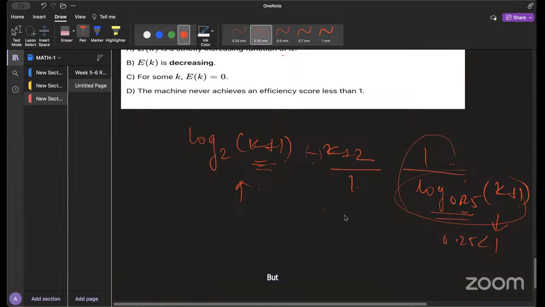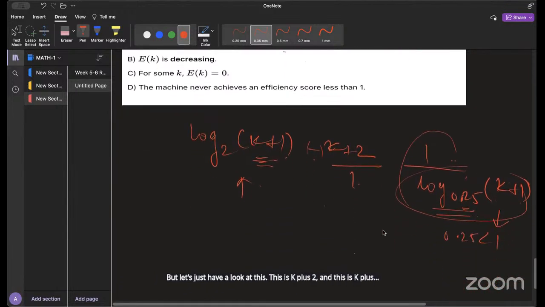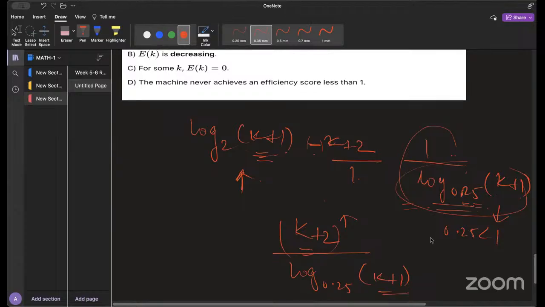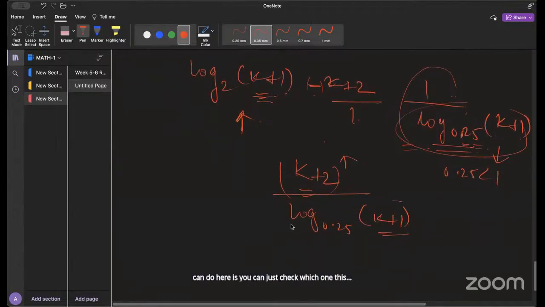But let's just have a look at this. This is k plus 2 and this is k plus 1. This is increasing. This is a decreasing function. Increasing, decreasing. Okay, this is decreasing. But your k multiplication with this thing is increasing. This is an increasing function. What you can do here is check which one this thing makes decreasing and this thing makes increasing, right?